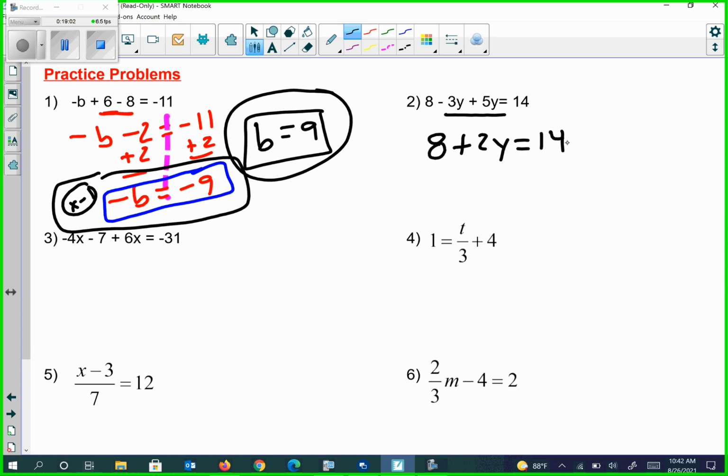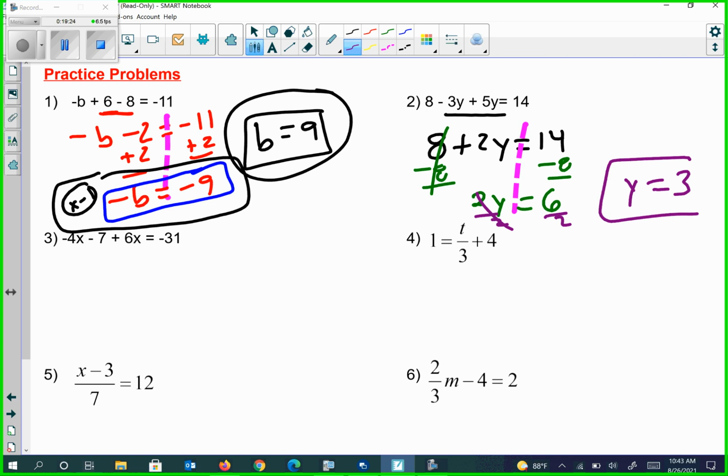Agree? Now I can do that on both sides of my equal sign. What should I do next? Subtract 8. Very good. So those cancel. So I get 2y is equal to 6. Help me out, friends. Divide by 2, divide by 2. And a lot of you don't even have to show that stuff. You can just go right to y equals 3 and say, hey, life is good.